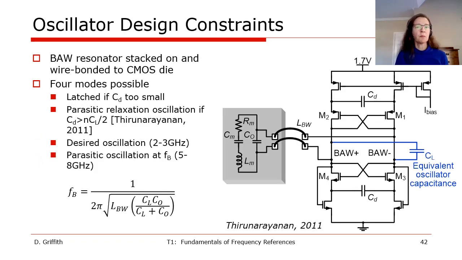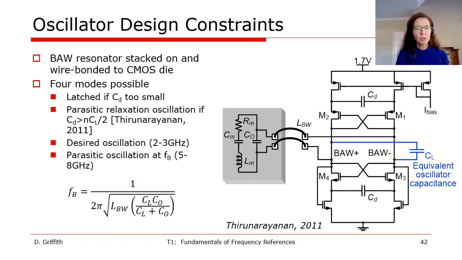Designing a gigahertz MEMS-based oscillator has different challenges compared to an integrated LC oscillator that you might be familiar with. As an example, let's look at the complementary differential ball oscillator topology in more detail. On the schematic diagram to the right, the ball resonator is stacked on top of and wire bonded to a base CMOS die. The two NMOS transistors at the bottom are used to provide common mode feedback. A PMOS current source at the top provides bias current.